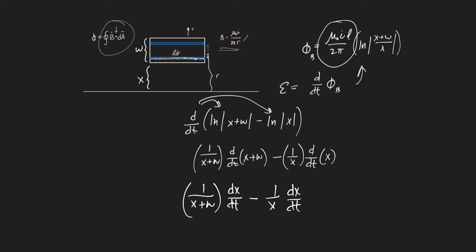Now, this is the moment where I realized that this is how V gets worked into the problem. x, which is the distance from here to here, is changing with respect to time at a rate of V. That's velocity. So these dx dt's are just V.